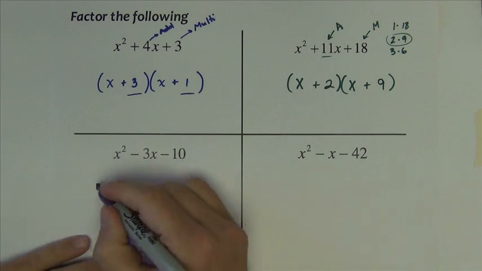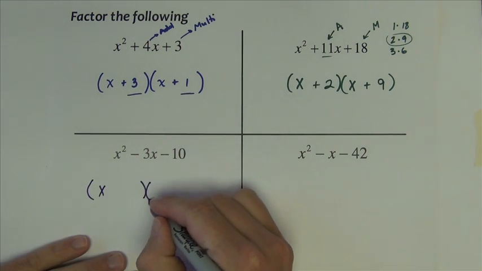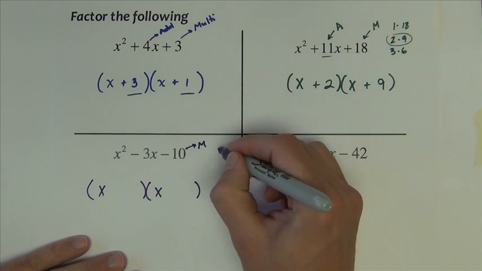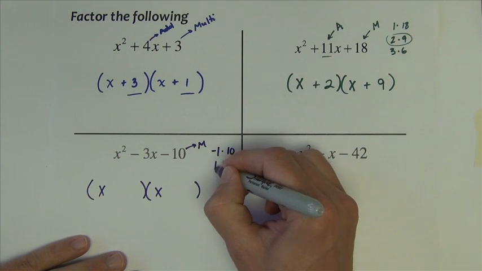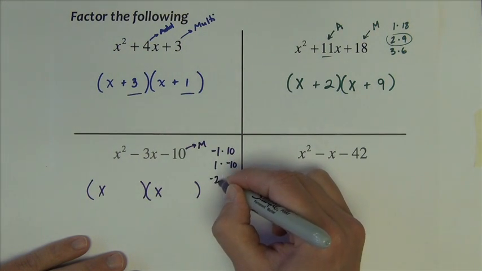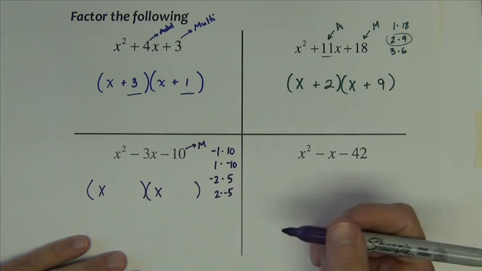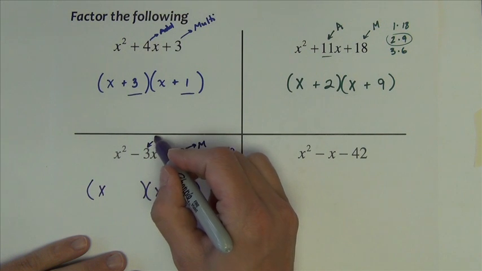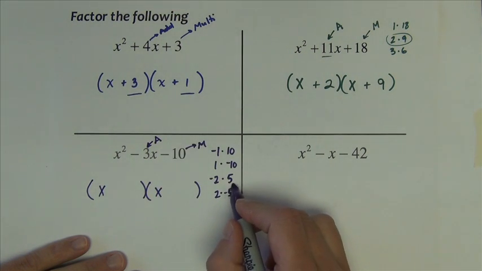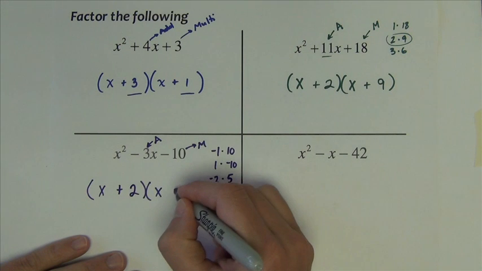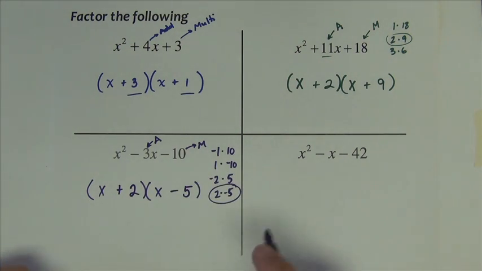Next one, begin with x times x. I need to multiply to negative 10. So that would be negative 1 and 10, or 1 and negative 10. It could be negative 2 and 5, or 2 and negative 5. Now I need the pair that add to negative 3. I want the 2 and the 5 combination with the bigger number 5 being negative. So I want positive 2, negative 5.